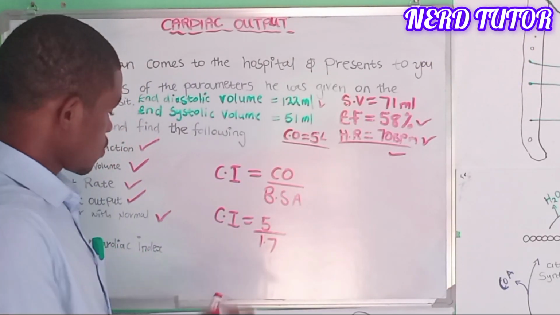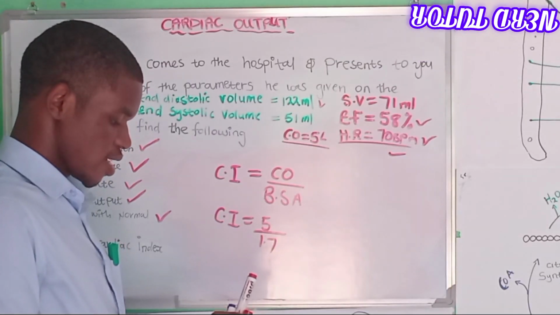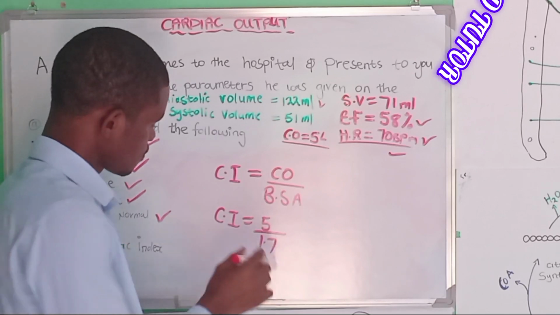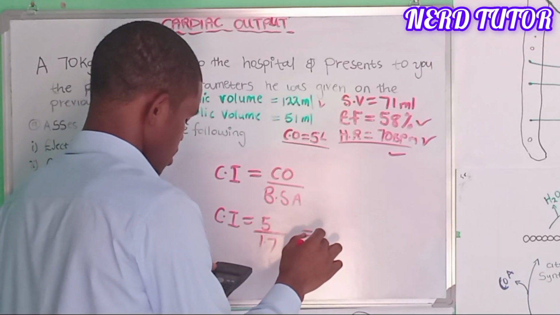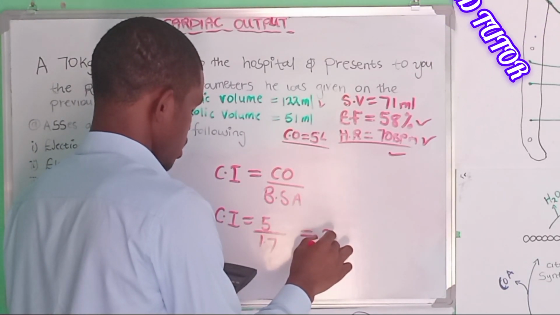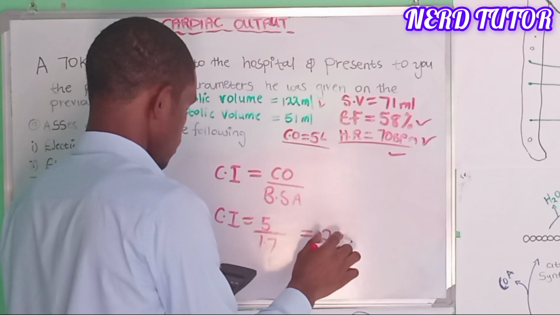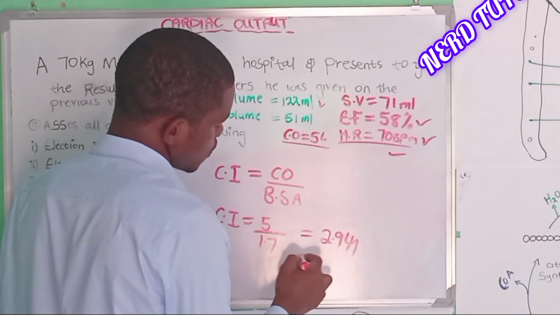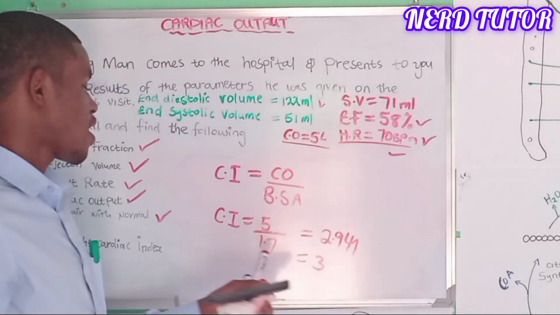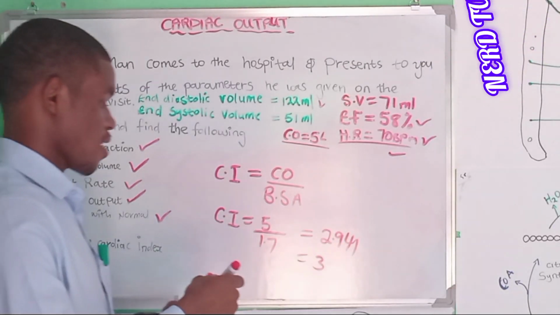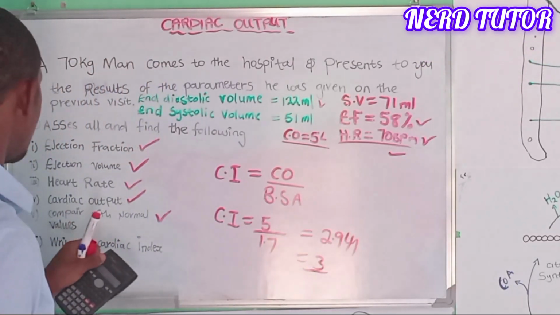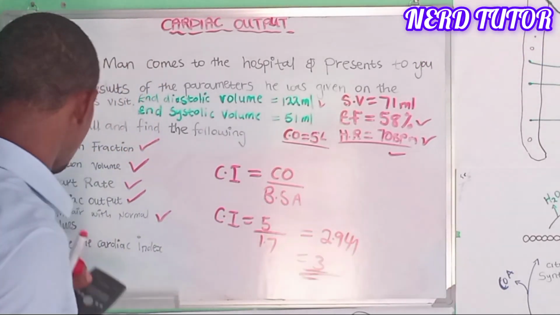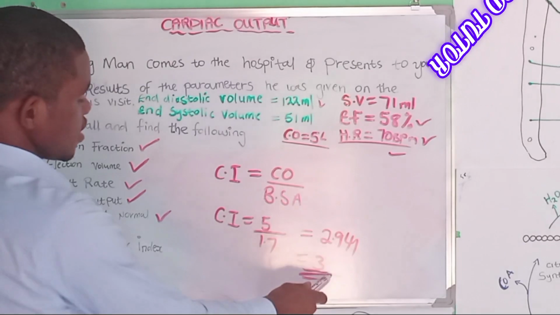Very simple. We just divide 5 by 1.7. The cardiac index here is 2.941. Rounding it off, you can even write it as 3. So this is our cardiac index. We have solved all the questions here. Very easy peasy. That is our last and final answer, the cardiac index.